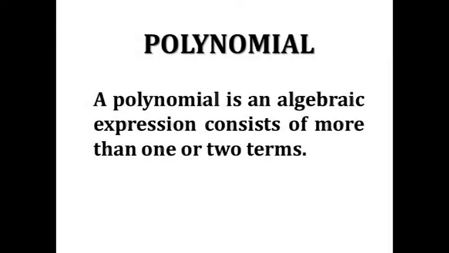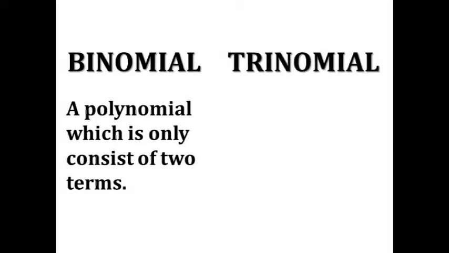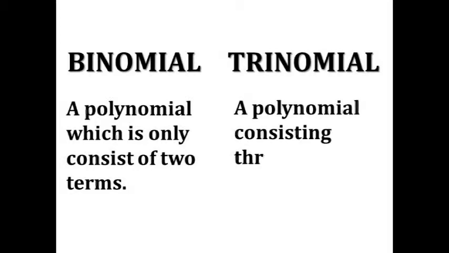A polynomial is an algebraic expression consisting of more than one or two terms. x to the power of 6 plus 4x cubed plus 3x squared minus 7 is an example. A binomial is a polynomial which only consists of two terms, and a trinomial is a polynomial consisting of three terms. While special products are special forms of algebraic expressions whose products are readily seen.